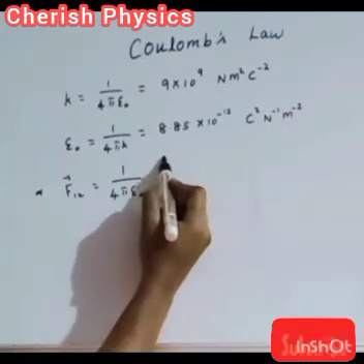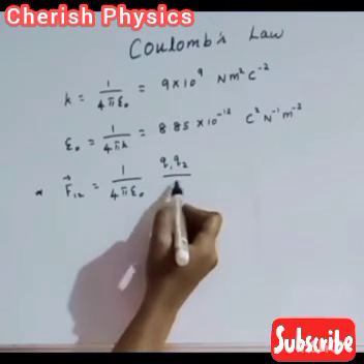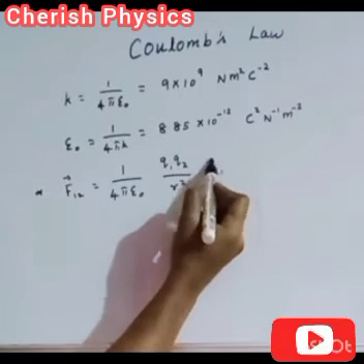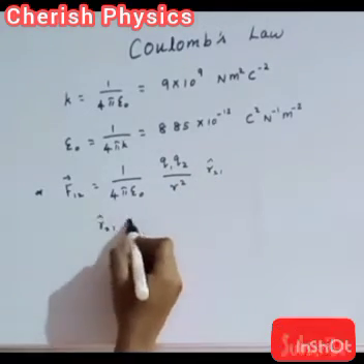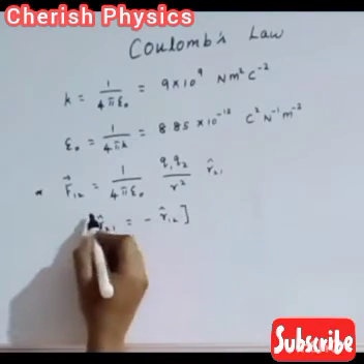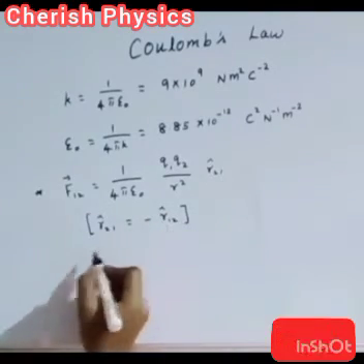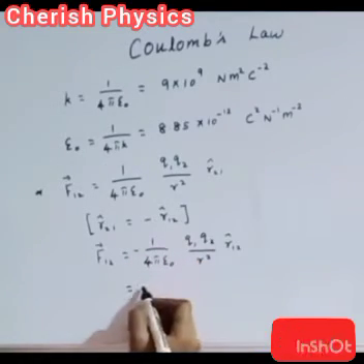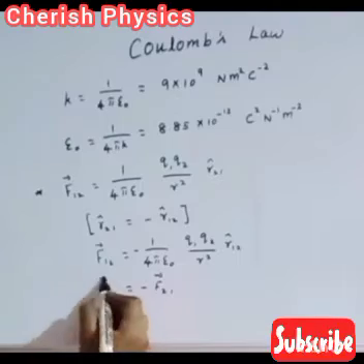Therefore, F12 is equal to 1 by 4 pi epsilon naught Q1 Q2 by r squared into r21 cap. We know r21 cap is equal to minus r12 cap. So, F12 bar is equal to minus F21 bar. Therefore, electrostatic force obeys Newton's third law.